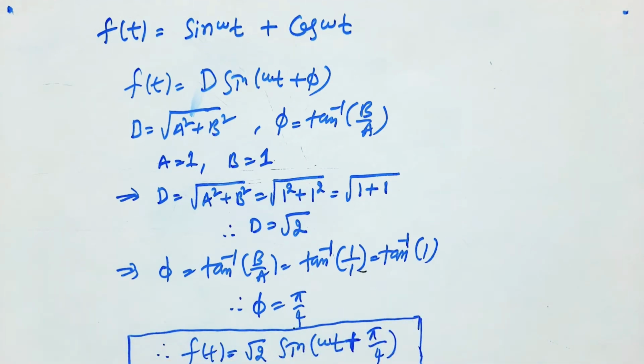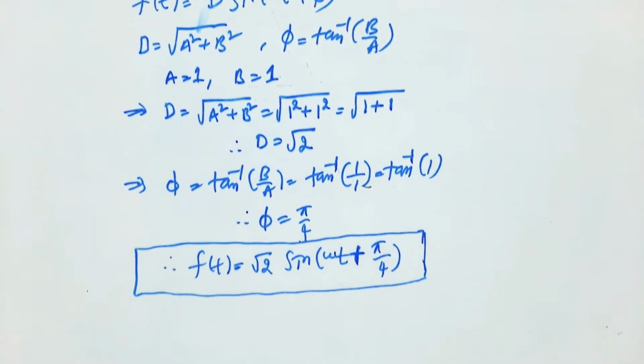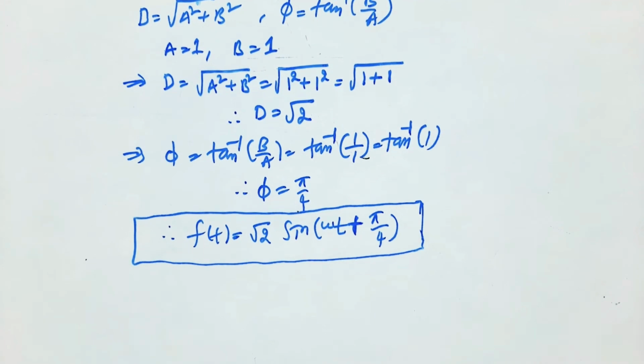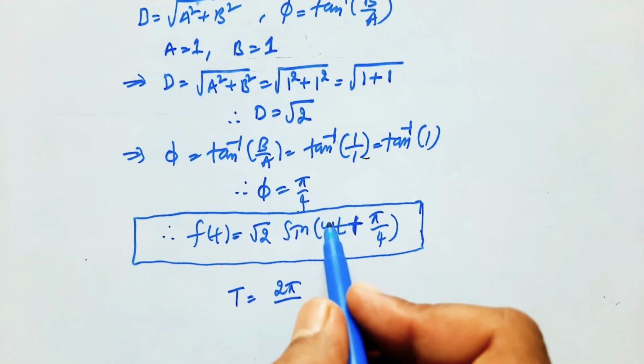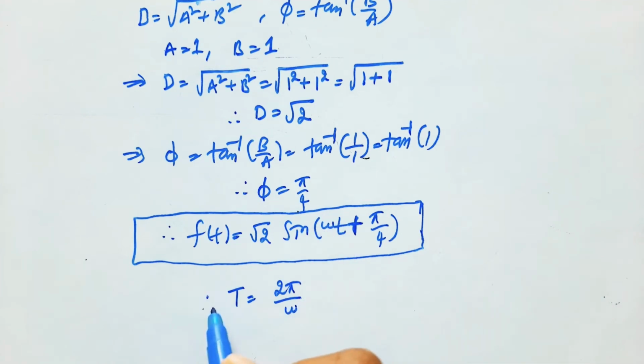So here f of t is a sine function, so it is a periodic function. The given function is periodic. Here we also find the time period. The time period T is equal to 2 pi by omega, where omega is the angular frequency.